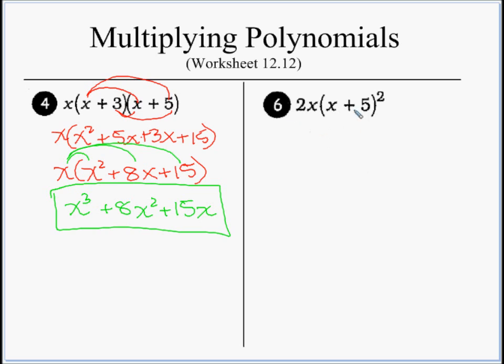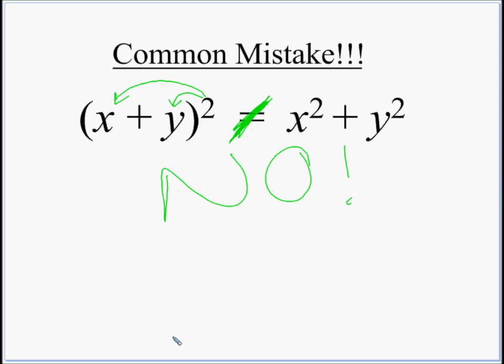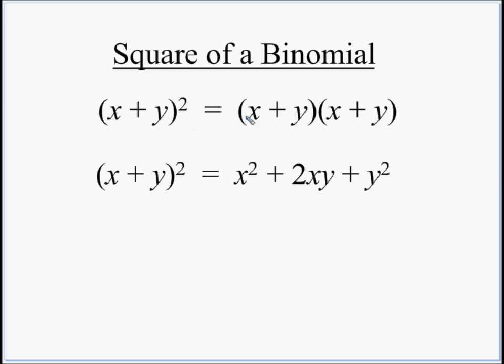Okay, now number 6, we got to be careful. This is going to involve something that's a very common algebra mistake. A very common mistake is people look at this and they want to distribute the exponent over addition and get something like this. But no, that is not correct. The square of a sum is not equal to the sum of the squares. Instead, we have to write it out twice.